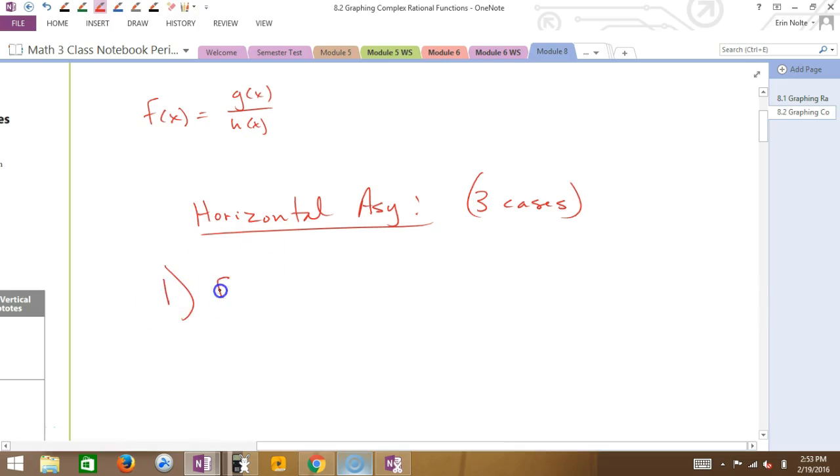Okay, case number 1 is, let's just say our f of x function is 2x squared plus 3x, divided by 4x to the 5th plus 2. Okay, all you're going to be looking at is the biggest exponented term. Okay, so what is the biggest exponent on the top? Exponent 2. Okay, what is the biggest exponent that you see on the bottom? 5. Okay, which one is bigger? 5. Okay, so this is the case where the exponent is bigger on the bottom.